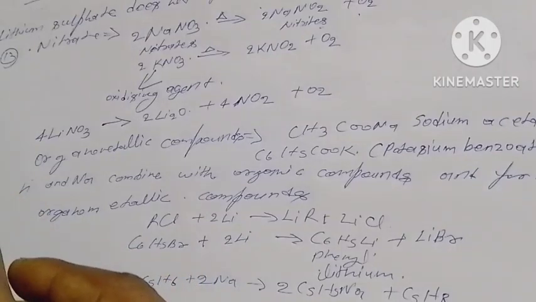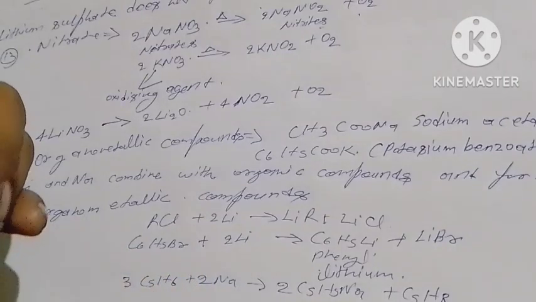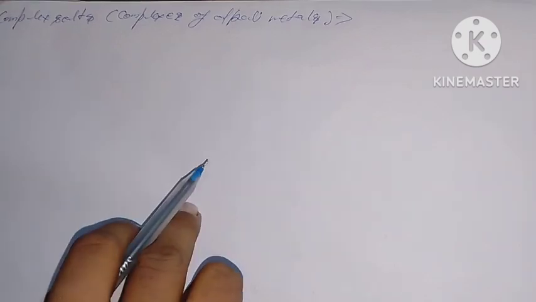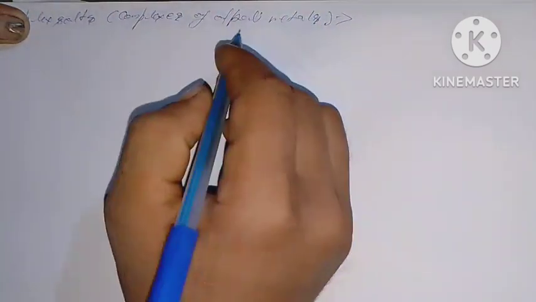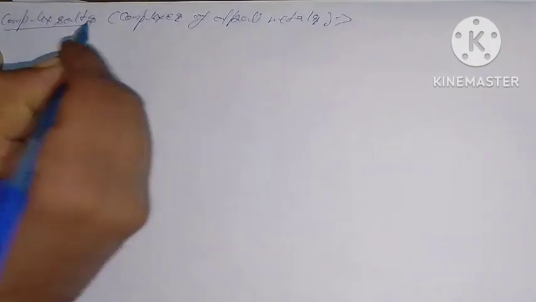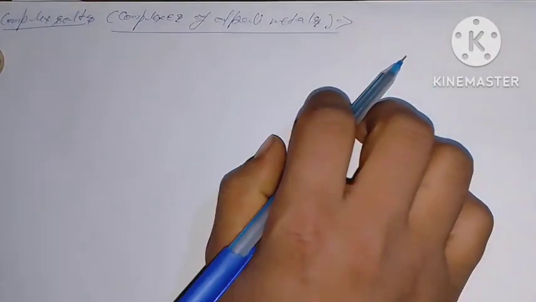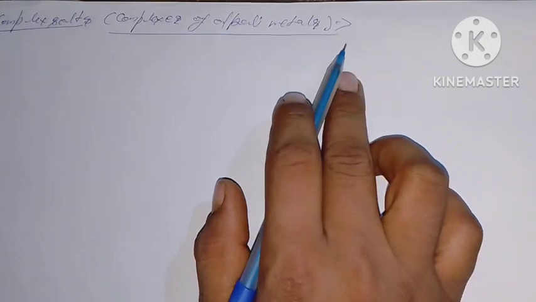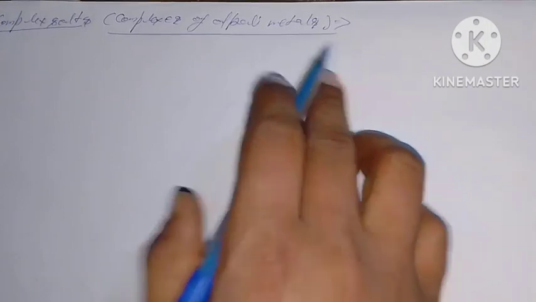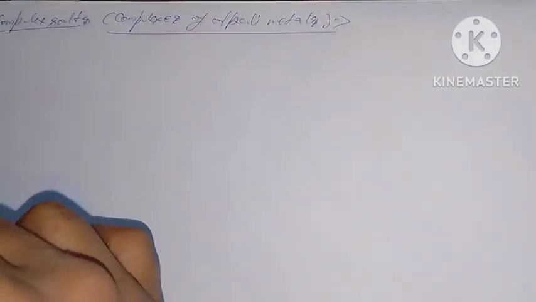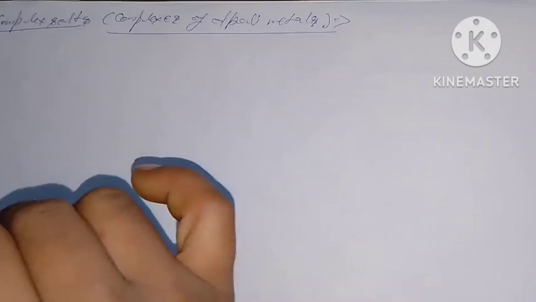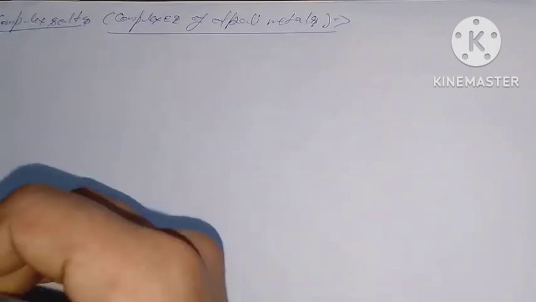Next is complex salts, that means complexes of alkali metals. Alkali metals have a weak tendency to form complexes. This is because the factors favoring complex formation are small size, high charge, and vacant orbitals of low energy.